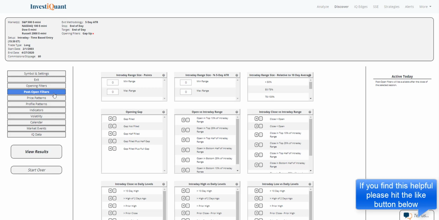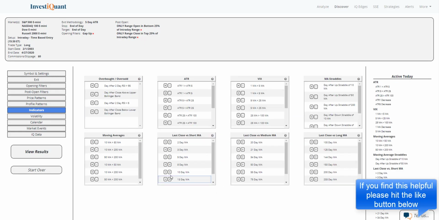And then the price pattern we're looking at is where you open in the bottom quartile of the range, and then at 3:30 you are trading in the top quartile of the day's range. I'm going to put this above a 10-day moving average and below the 200-day moving average, then click View Results.